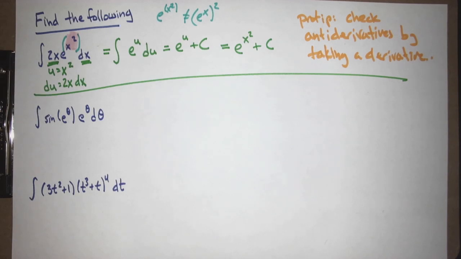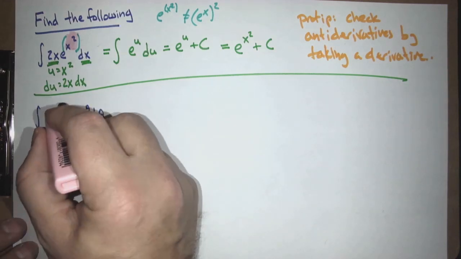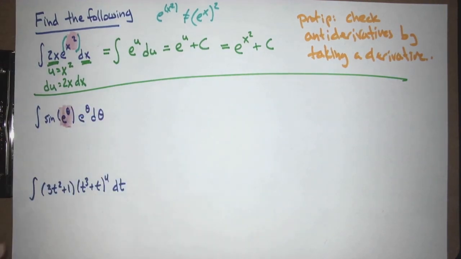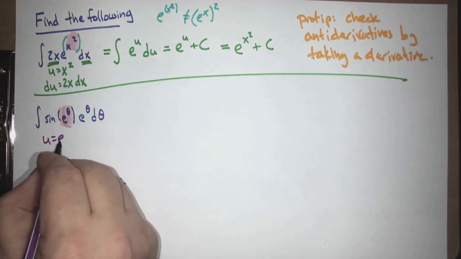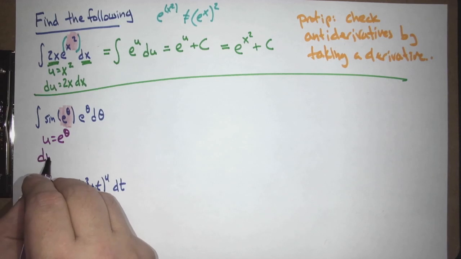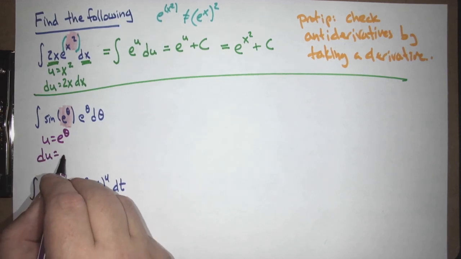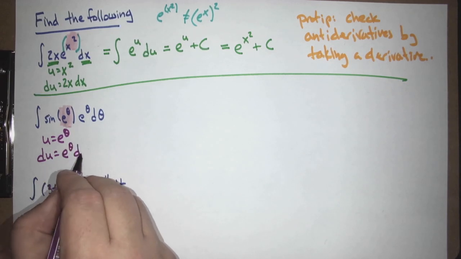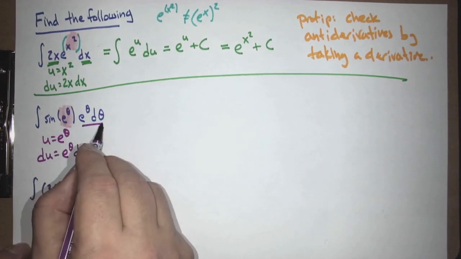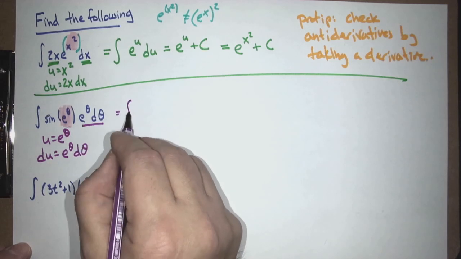All right. Second integral. Sine e to the theta times e to the theta d theta. What's our substitution? E to the theta. Why e to the theta? It's on the inside. That's a good reason. So what is du? E to the theta d theta. Nice! So what does this integral become?